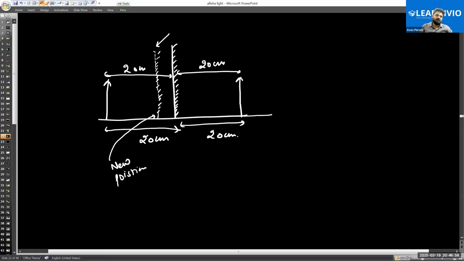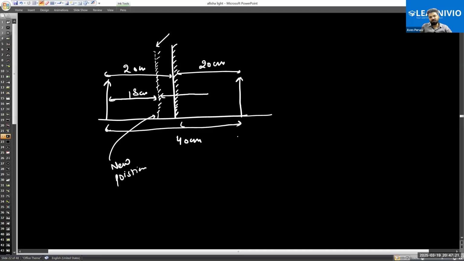Okay. Got it. The total distance between the object and the image will be 40 centimeter. You got it? Yes, sir. Now, how far for the new position, how far the object is from the mirror? 18 centimeter. Now from here, it will form an image at a distance of 18 centimeter. Got it? Yes, sir.